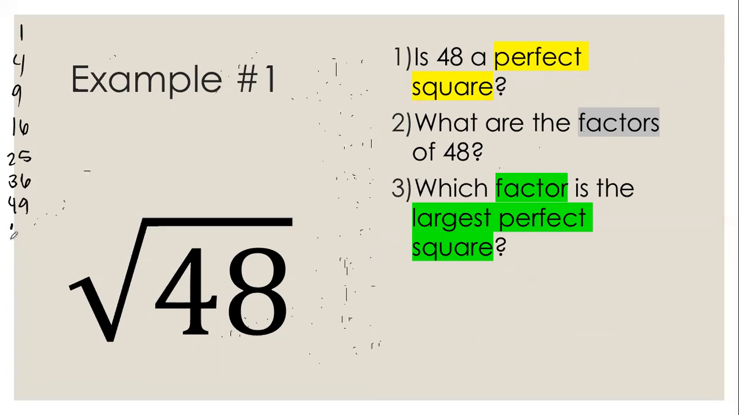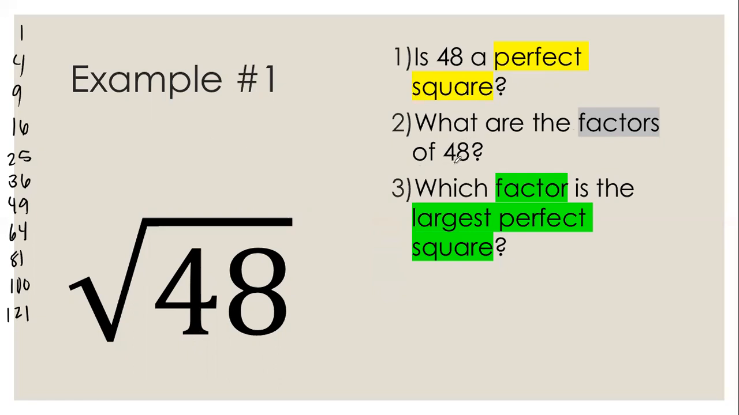Hold on, I cannot talk and write these at the same time. 48 though is very close to 49, right? And the square root of 49 is 7. So I know that the square root of 48 is probably like 6.9 or something like that. I can kind of guess what the answer might be. But we're gonna leave this as a radical. We just want to simplify the radical. So we know that the square root of 48 is not a perfect square. Okay, we got that established.